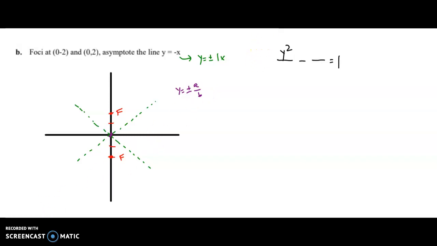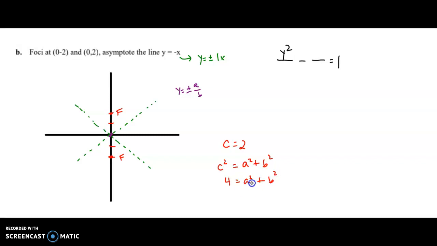So let's see. We know that from the center to a focus point is a distance of 2 units. So that's your C value. C is equal to 2. Then we also know this little formula: C squared is equal to A squared plus B squared. If C is 2, then C squared we know is 4. So 4 is equal to A squared plus B squared.